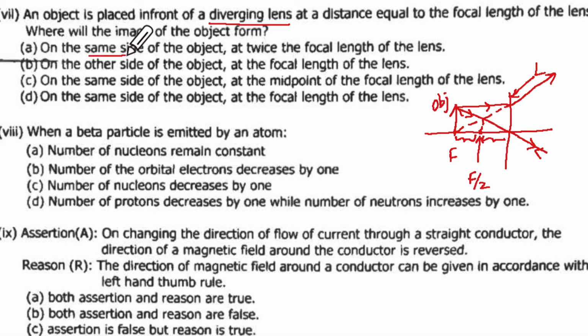It is on the same side, not the other side. At twice the focal length? No, half the focal length. Where is it half the focal length? C, midpoint of the focal length. Understood how to do this now? Understood the thinking that goes there?